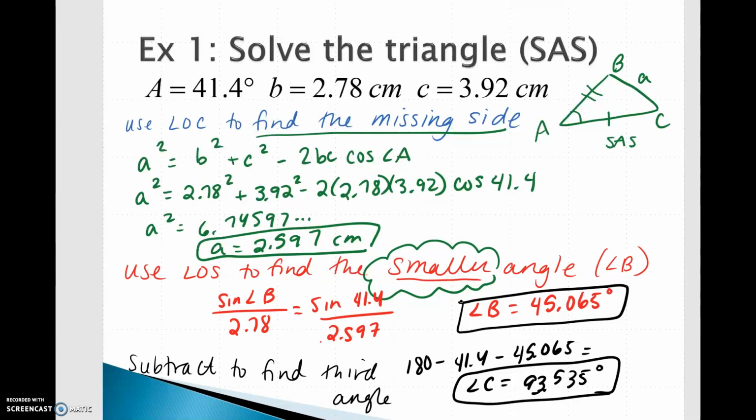And the reason why is because when you do sine inverse, you always get an acute angle. The calculator would not have given you the obtuse angle. And so if we always follow this procedure of finding the smaller angle first when there are two unknown angles, we will be guaranteed to get the right answer. All right, let's go ahead and take a look at our next example.